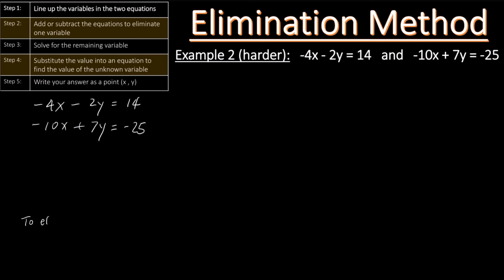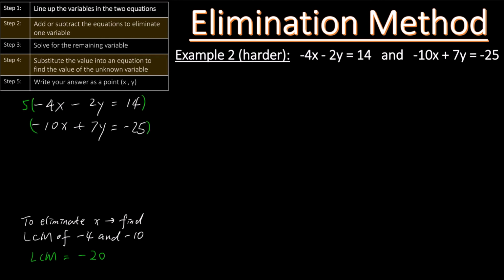Here I want to eliminate the x, so I need to find the least common multiple of negative 4 and negative 10, which is negative 20. That means I need to multiply the first equation by 5 and multiply the second equation by 2. Here is a shortcut if you don't know how to find the least common multiple. You just multiply the first equation by the coefficient of the x in the second equation, and multiply the second equation by the coefficient of the x in the first equation.